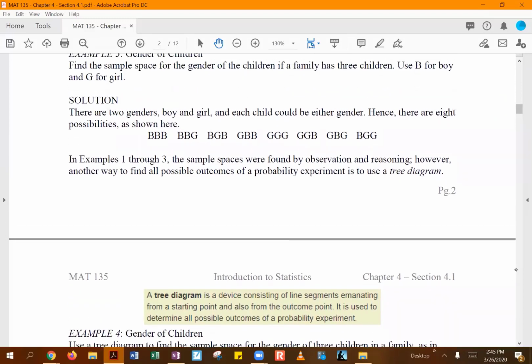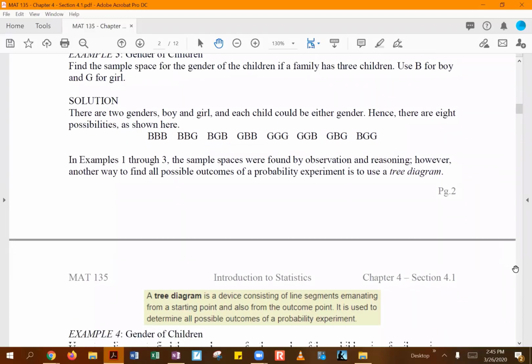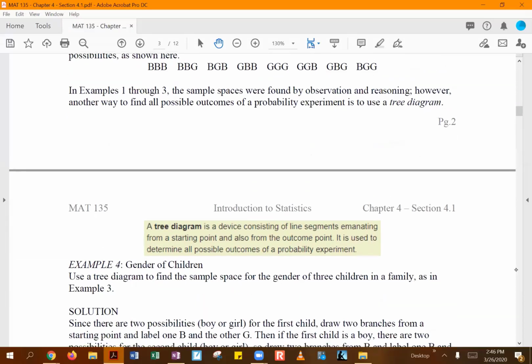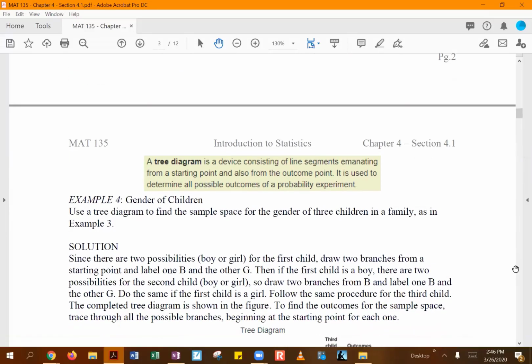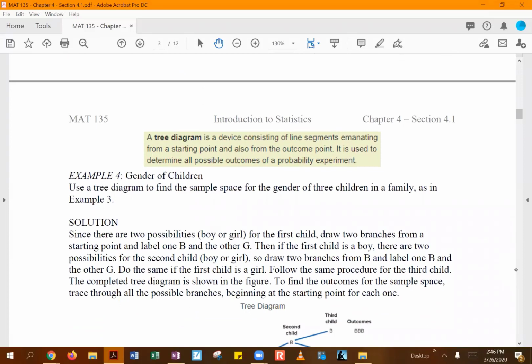So again, keep in mind, we are listing what the different outcomes would be, and they're talking about coming up with these outcomes using a tree diagram. Sometimes it's easier to visualize what kind of outcomes we will have by drawing a tree diagram. As you can see from the definition here, a tree diagram is a device that consists of line segments emanating from a starting point and also from the outcome point. It is used to determine all possible outcomes of a probability experiment.